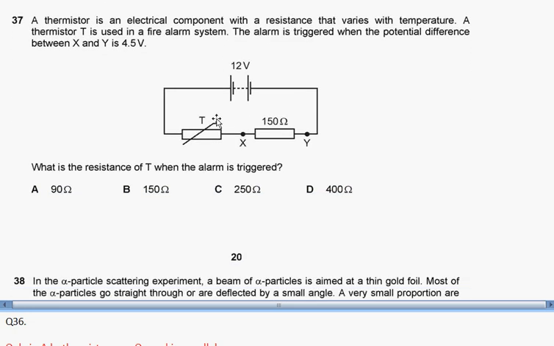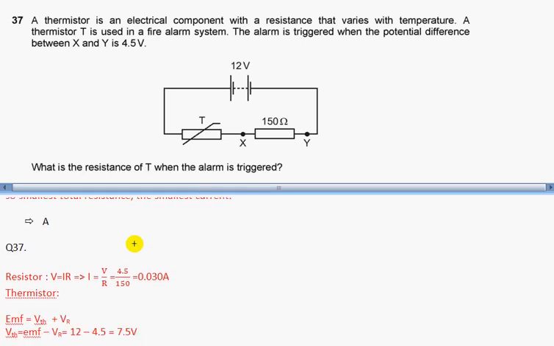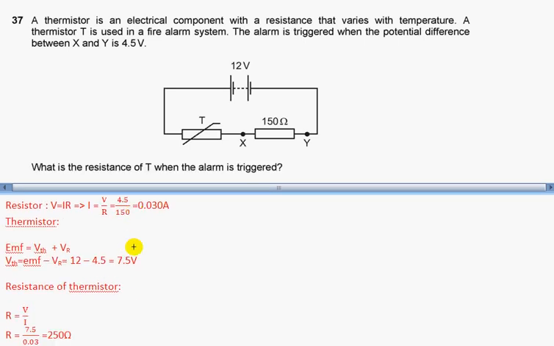37. A thermistor is an electric component with a resistance that varies with temperature. A thermistor is used in a fire alarm system. The alarm is triggered when the potential difference between X and Y is 4.4 volts. What is the resistance of T when the alarm is triggered?